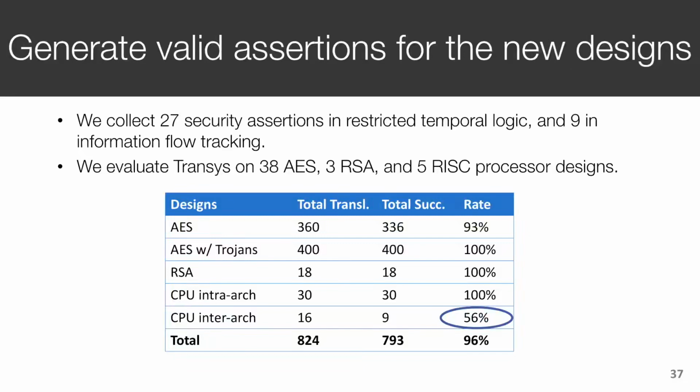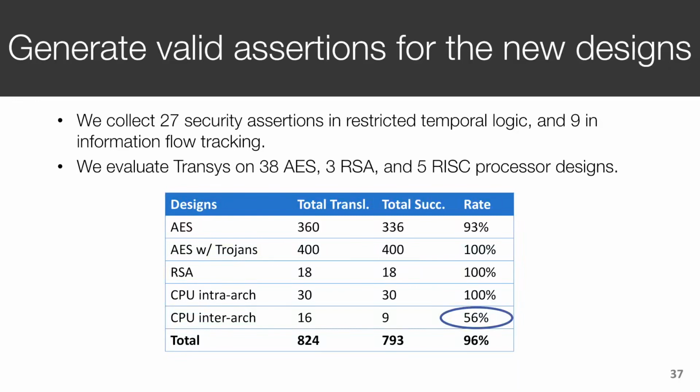For evaluation, we collected 27 security properties in restricted temporal logic and 9 in information flow checking. We evaluate Transys on 38 AES, 3 ISA, and 5 RISC processor designs. The overall translation rate is 96%, and the translation rate here means we successfully generate valid assertions in the second design.